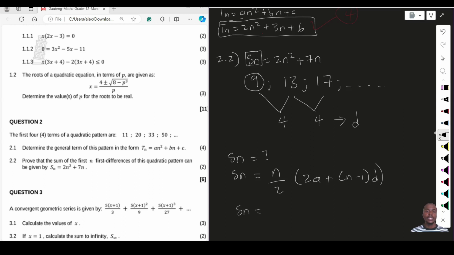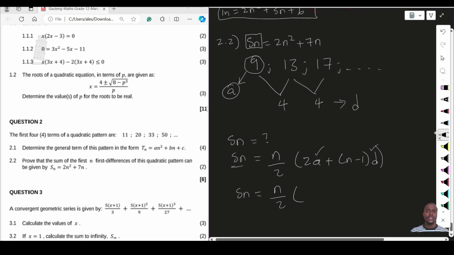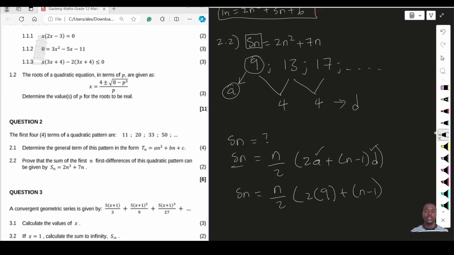What is this 9? 9 is what? It's a. So we have a, we have d. So we can find what Sn is. So I'm going to say n all over 2. Then in the place of a, we put 9 plus n minus 1. Then in the place of d, we put 4.